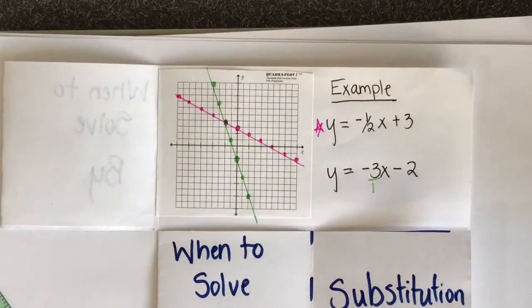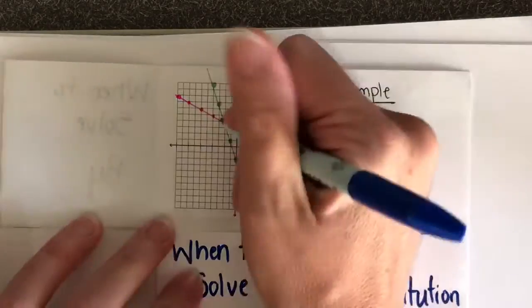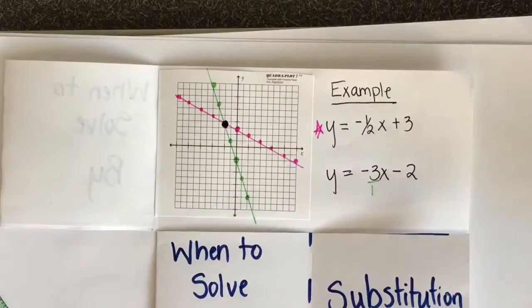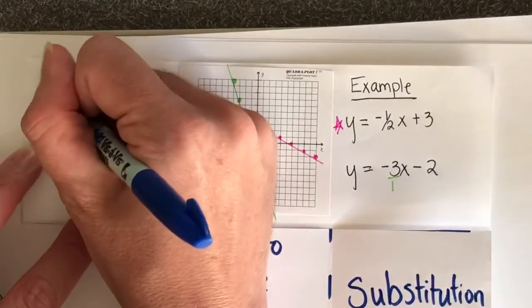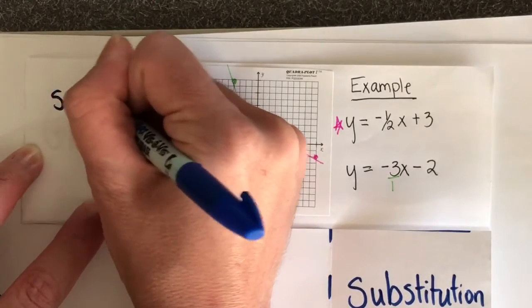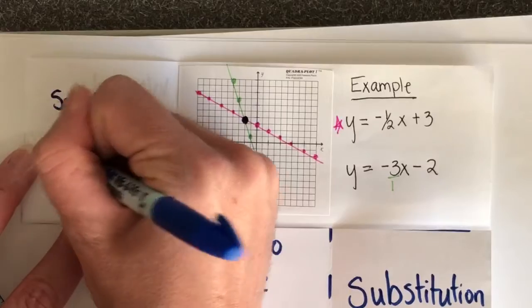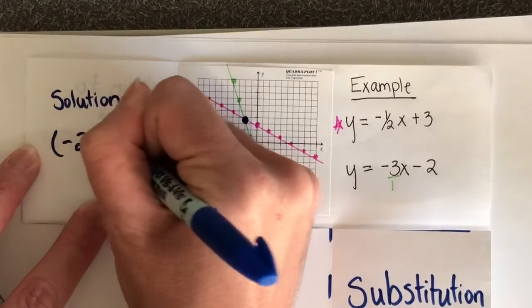And so, if you look, what is the point that these two lines have in common? Where do they cross? Well, they cross at the point (-2, 4). So we have a solution of (-2, 4).